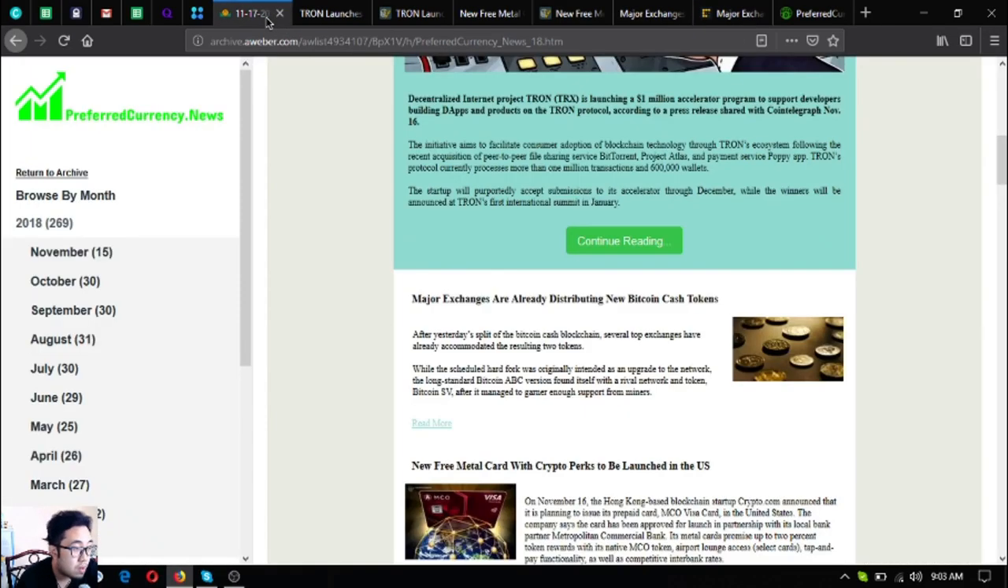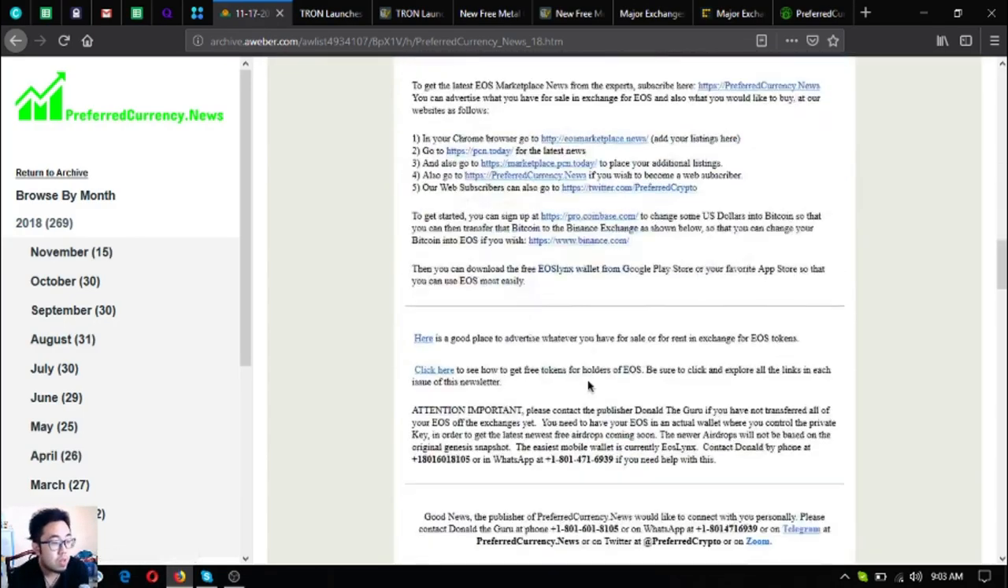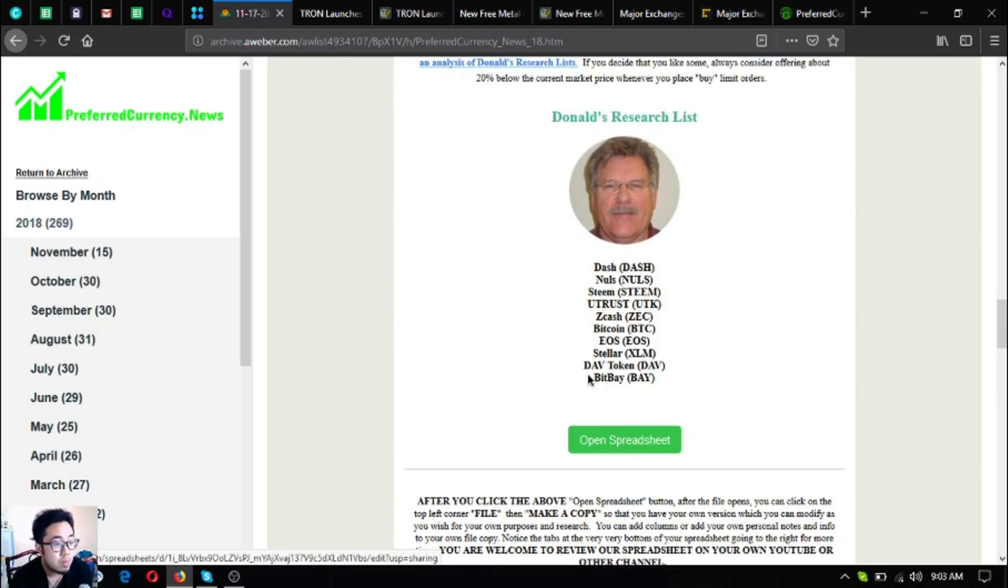Okay, so those are the three major updates on the news today. So let's go down to the spreadsheet and the group's research list. The top coins of the day are Dash, Nulz, Steem, Qtrust, Zcash, Bitcoin, EOS, Stellar, Davcoin, and BitMay.